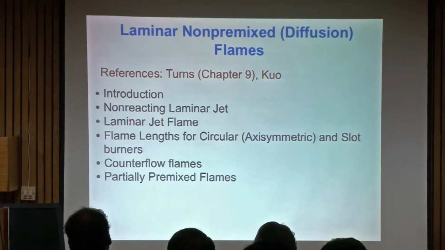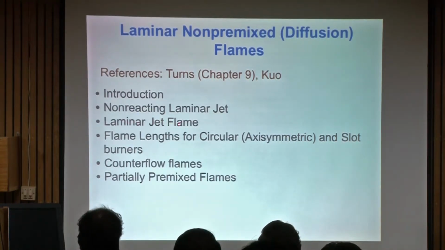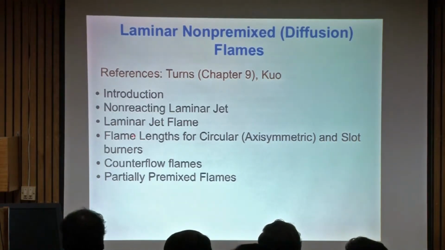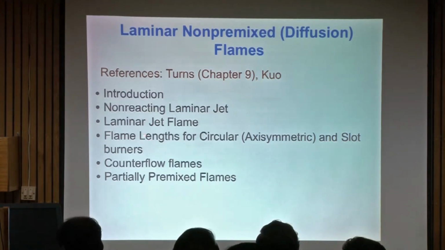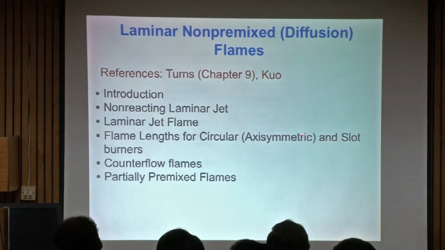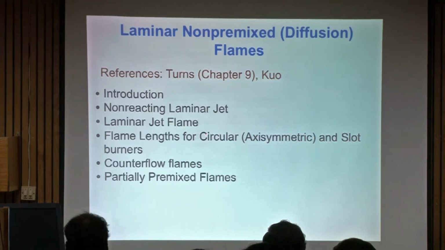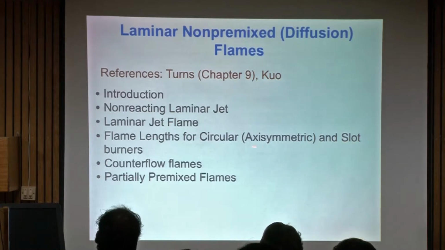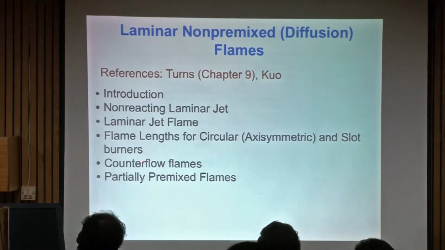So what is the fuel distribution, oxidizer distribution in a laminar jet flame, and what is the temperature like? Now for a jet flame, flame length is one of the fundamental properties. How large is the flame? So we'll discuss how to calculate this flame length for different configurations, and also what is the effect of various parameters on the flame length. And then I'll just show some results on counterflow flames and partially premixed flames.